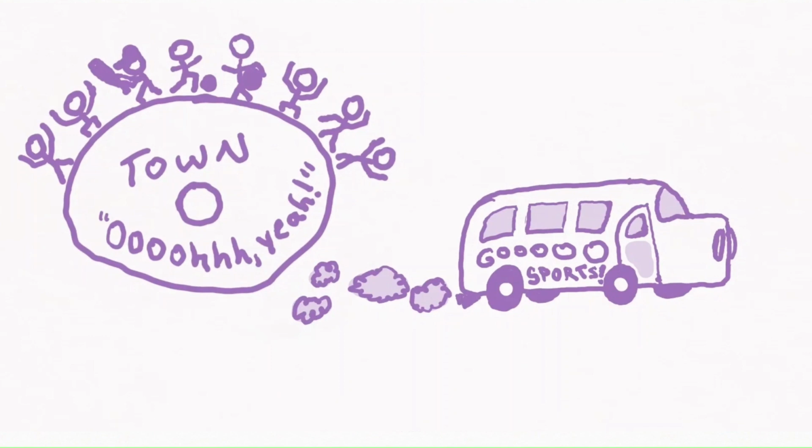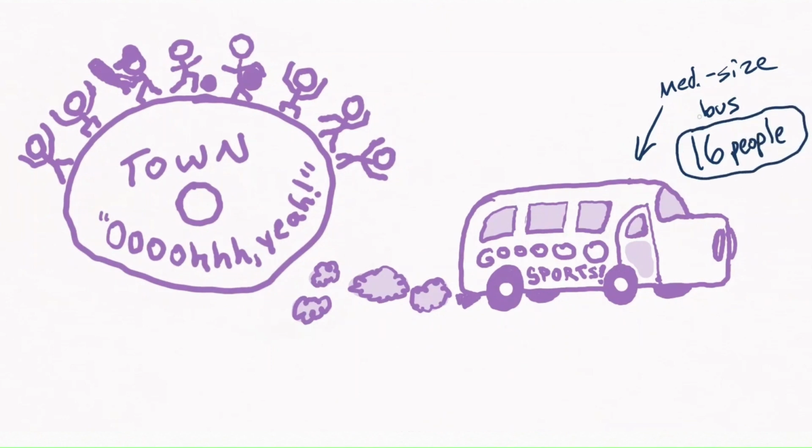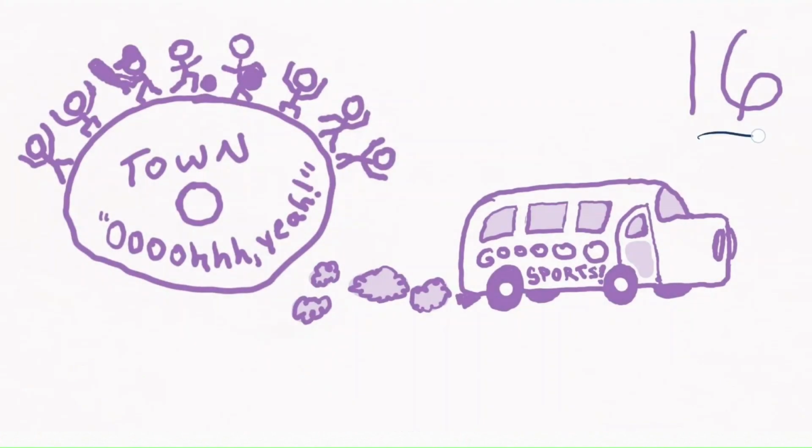Now the medium-sized town, oh yeah, Town O for short, has a medium-sized bus. So this medium-sized bus only fits 16 people at once. So there's a bunch of buses. It's not just one bus for the whole town. There's a bunch of buses, because they go to different streets. But each bus is only big enough to fit 16 people at a time. And so here's your 16 for Town O.